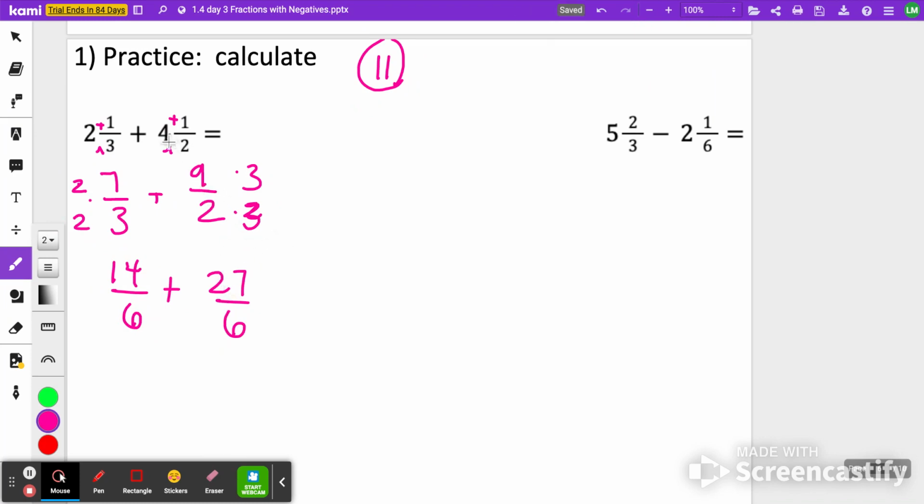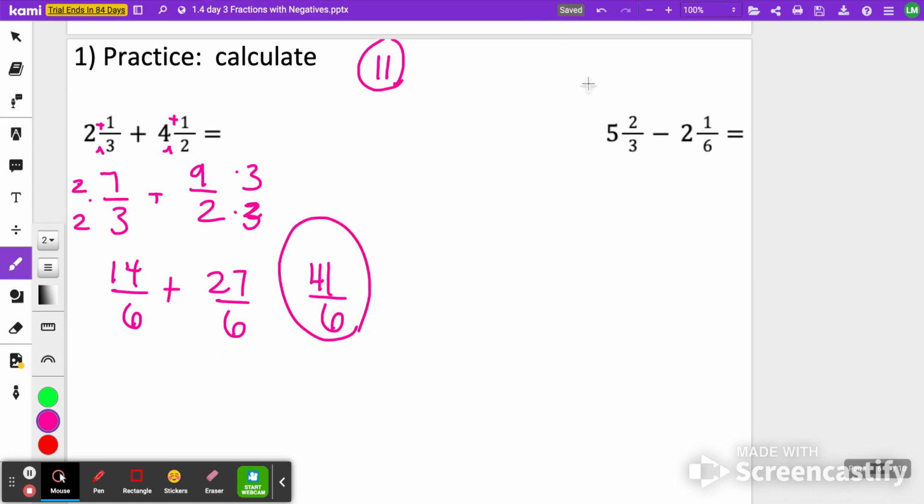Then, once I took this 27 and I added it to my 14, 27 plus 14 should give me 31? Plus 14, yep, 31. No, 41. 27 plus 14. Yes, 41/6. Okay, so that's just one way to try number 1.